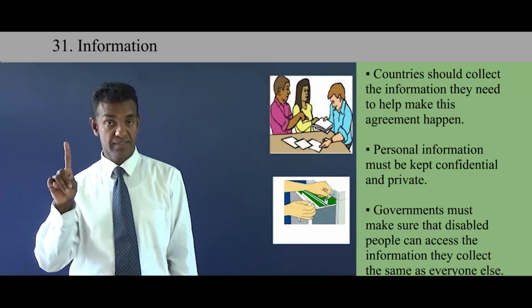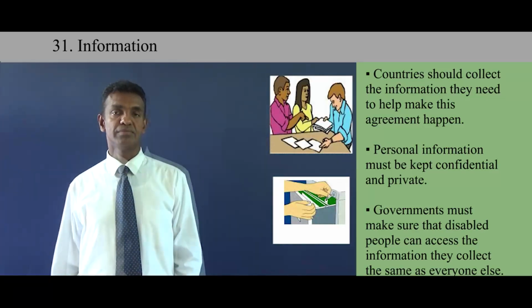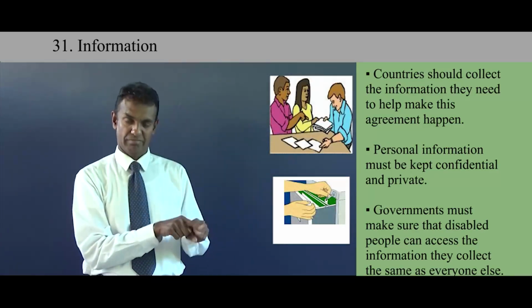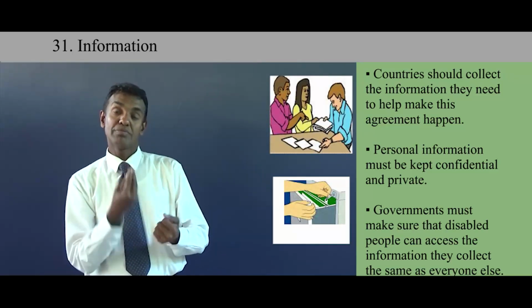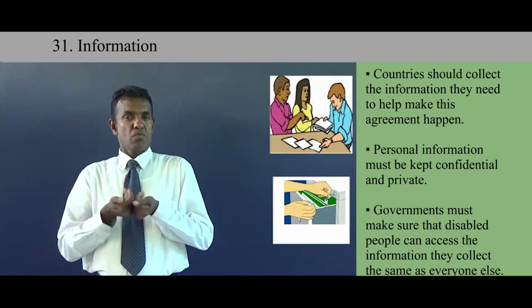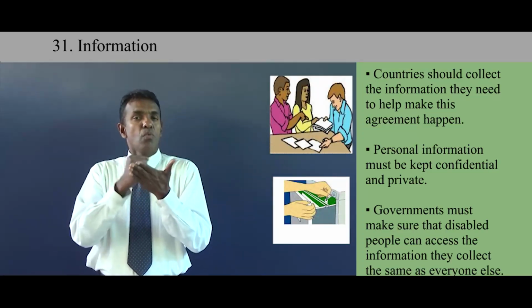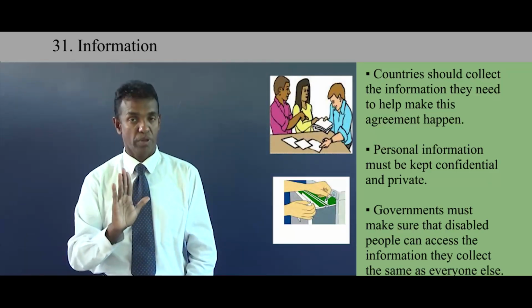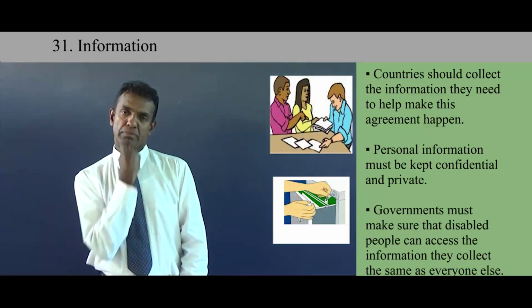Information. Countries should collect the information they need to help make this agreement happen. Personal information must be kept confidential and private. Governments must make sure that disabled people can access the information they collect the same as everyone else.